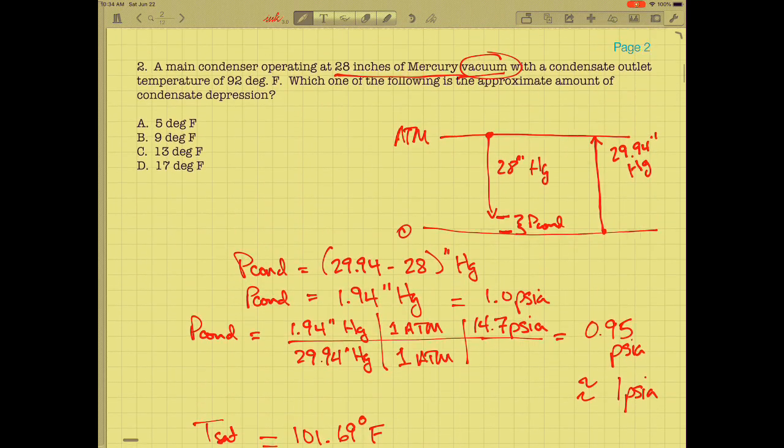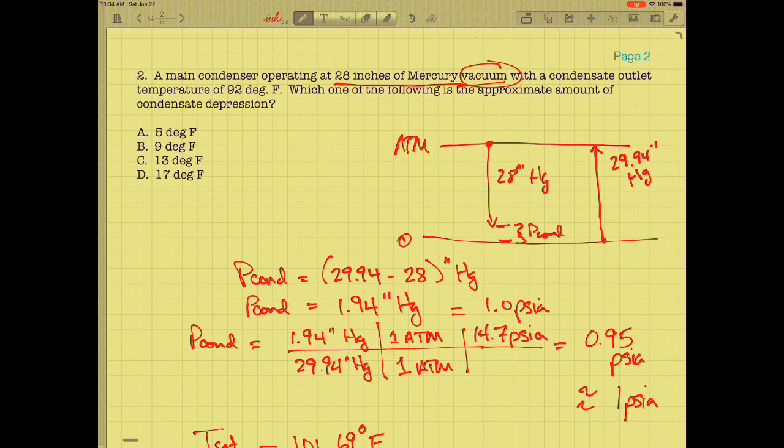I haven't even read the problem yet, have I? So think about that. Don't let these things fool you at the beginning of these problems. So I got other numbers here. We got 92 degrees. Got some condensate depression going on. I haven't even read the problem, and I know there's some condensate depression going on.